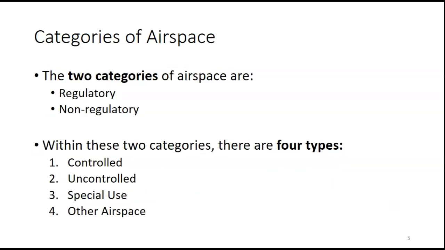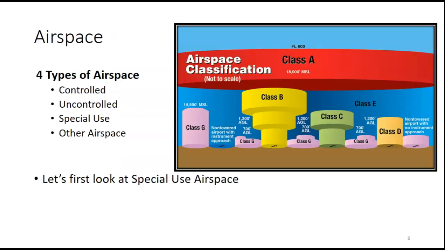So again, there are two categories of airspace, regulatory and non-regulatory. And within these two categories, there are four types: controlled, uncontrolled, special use airspace, and then other airspace. So we've talked about Class A, B, C, D, E, and G airspace. Let's start by looking at special use airspace as one of the subcategories.